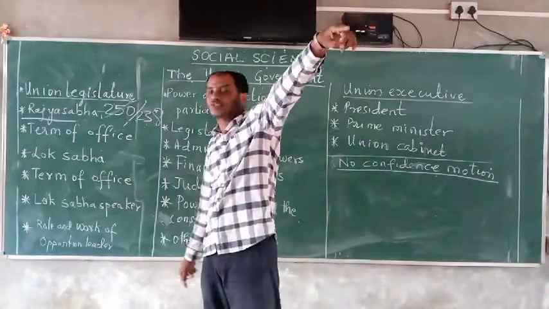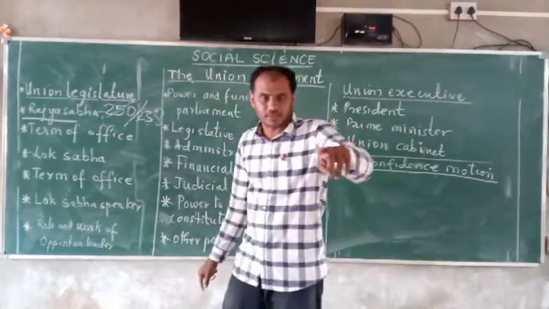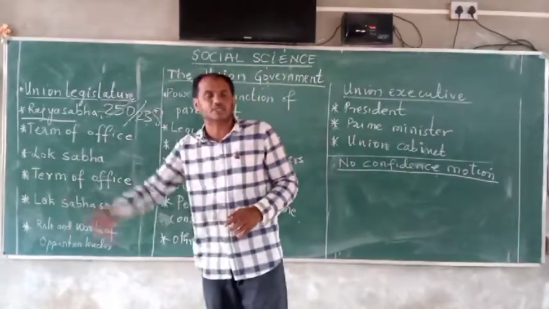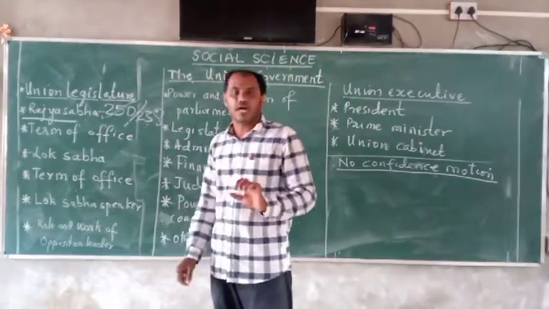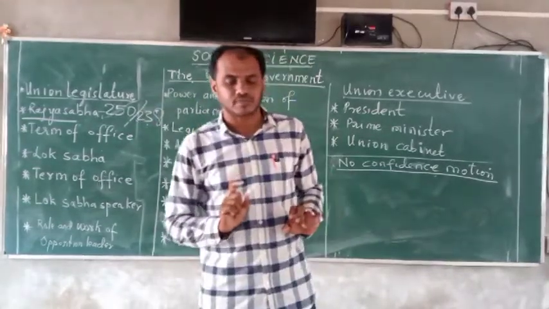Rajya Sabha is known as the House of Elders. Lok Sabha is known as the House of People. Why? The members are directly elected by the people, and it is the most powerful house in the parliament.